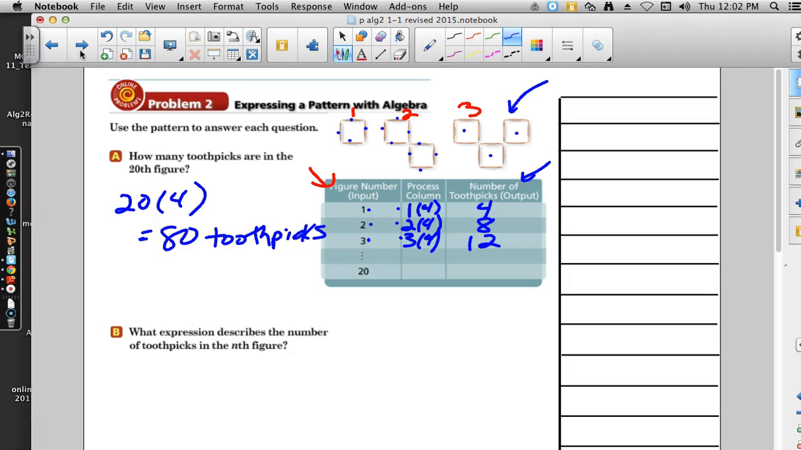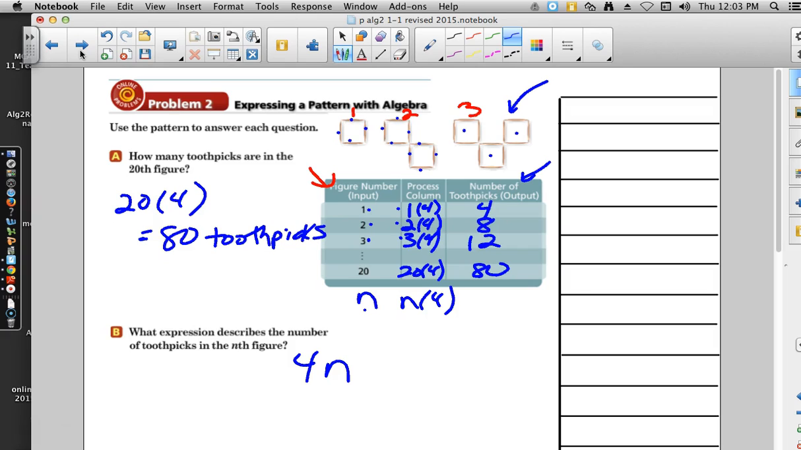Now, for B, we go after the algebra piece. What's an expression that would describe the number of toothpicks in the nth figure? So if we change this to n, so instead of 20 times 4 equals 80, we said, don't know it. I know it's n. I know you can find it by doing that. Well, if we turn that around and put the number in front, that number is called the coefficient, and we put the coefficients in front of the variables, we have ourselves an algebraic expression.